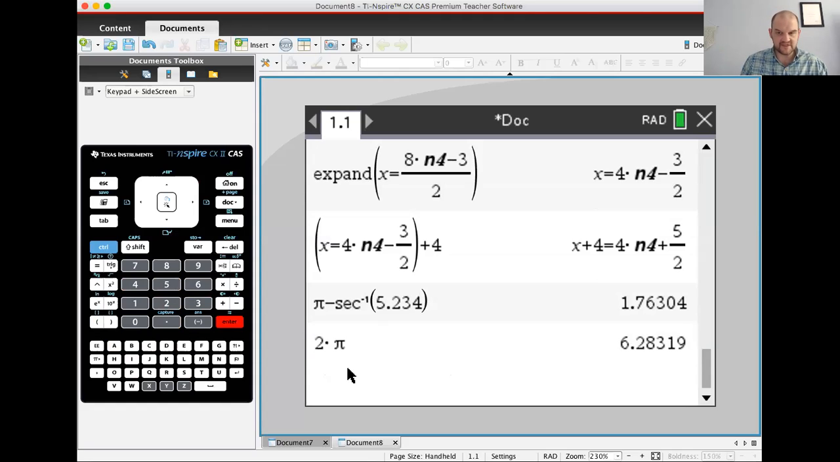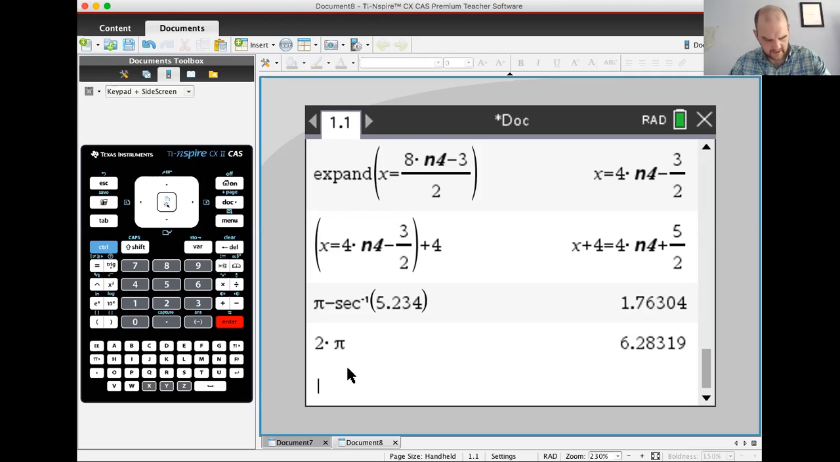So I'm going to hand write this in right now. I'll go back to the notes at the end and show you what they look like. So x is approximately 1.763 plus 6.283 n, where n is an element of the integers. And then we can do it again.